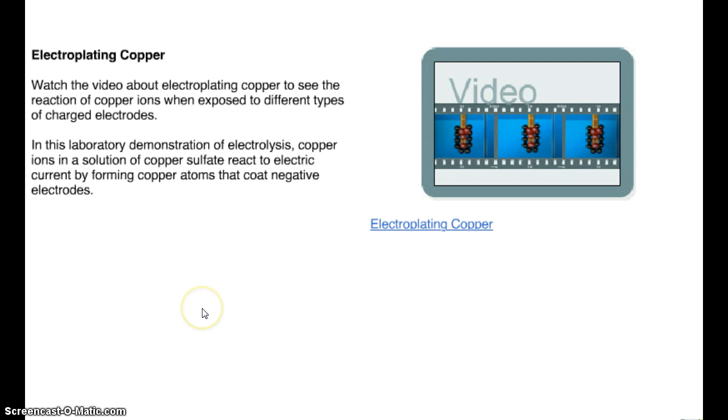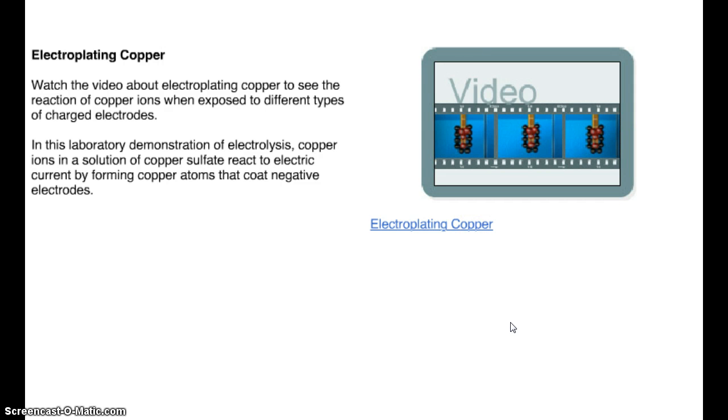Watch the video about electroplating copper. All right, so it's talking about a specific example of how this all matters and how it causes reactions to happen. So watch the video about electroplating copper to see the reaction of copper ions when exposed to different types of charged electrodes. In this laboratory demonstration of electrolysis, copper ions in a solution of copper sulfate react to electric current by forming copper ions that coat negative electrodes.